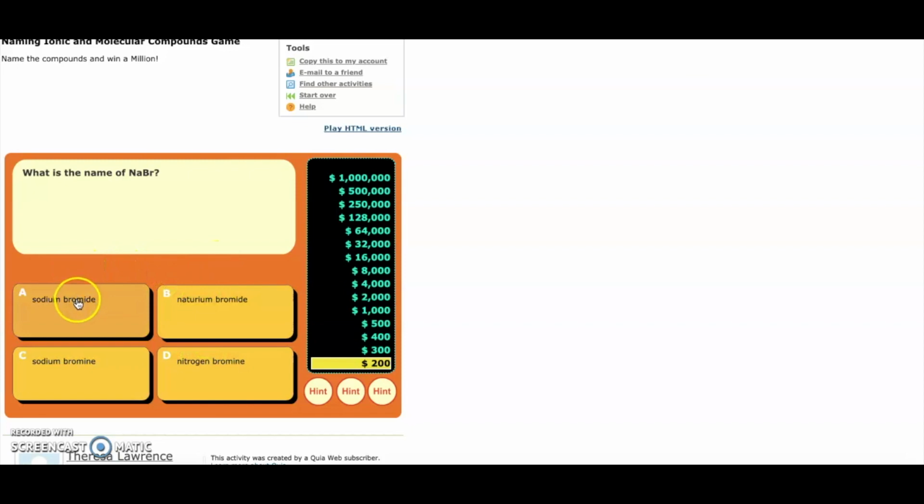So we're left here. We know that when we're working with ionic compounds, we have to change the suffix to "ide." Which one of these has "ide"? A. That's correct. So you'll see with each one, you'll gain more and more money. If you make it to 1 million, go ahead and comment down below. You've earned bragging rights.